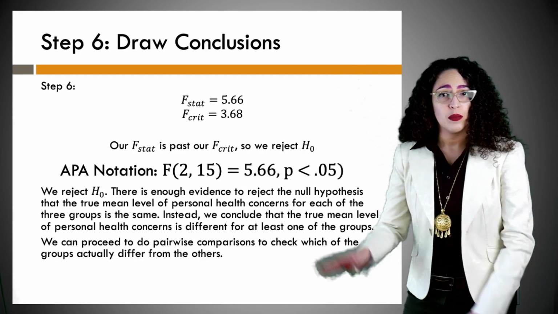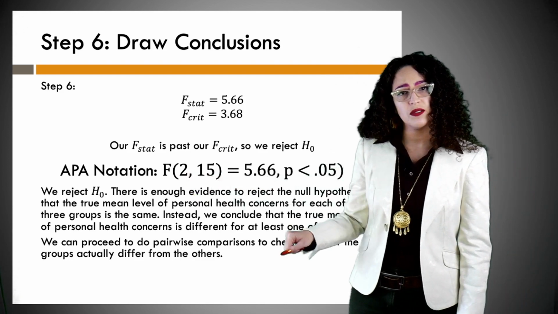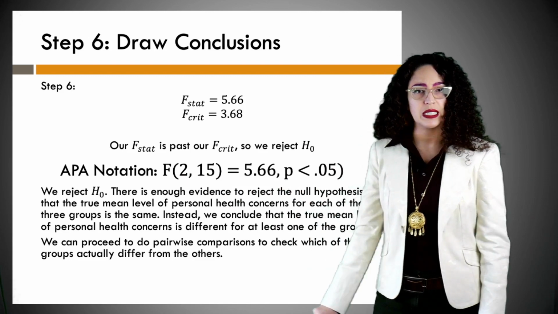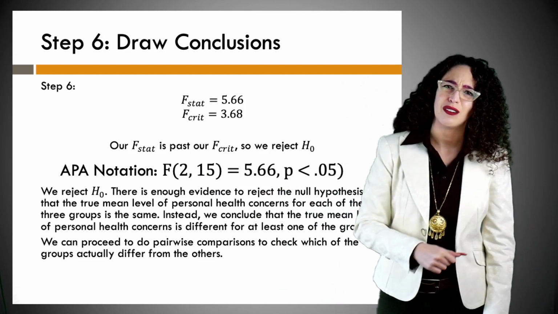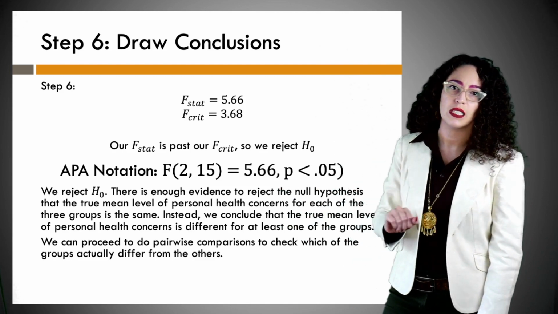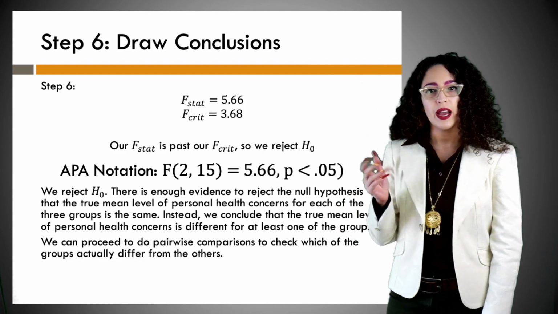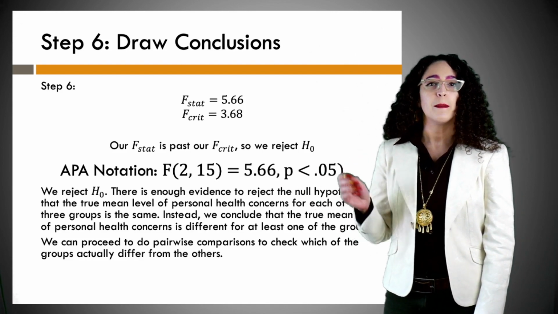Yes, indeedy, we have an F-test. 2 degrees of freedom between, 15 degrees of freedom within. Our F-test was 5.66. Our p-value was less than 0.05, so we get to reject that null hypothesis, and we can conclude that at least one of the group means differs from the others. Now, after this point, you would typically continue with pairwise comparisons, but we're going to move on.